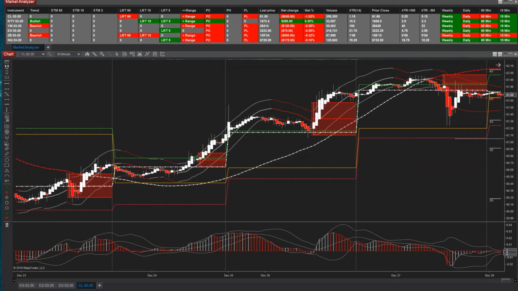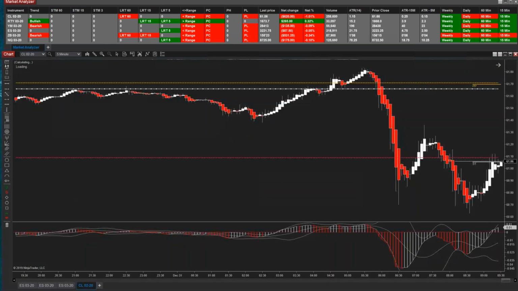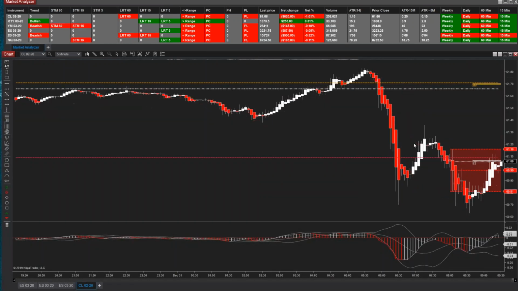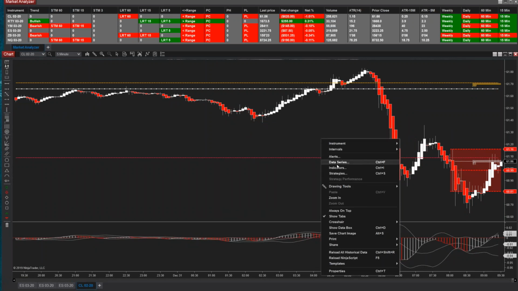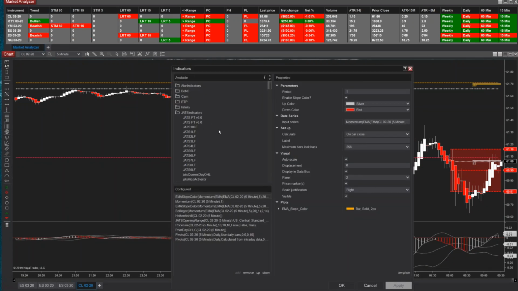So it helps you go through the exercise of using indicators and using the tools Bloodhound and Blackbird to get signals for trade ideas. So let's put this back on a 5-minute chart, and I will remove the linear regression indicator, and I'll put the opening range indicator back on real quick, and we'll look at that for a second.